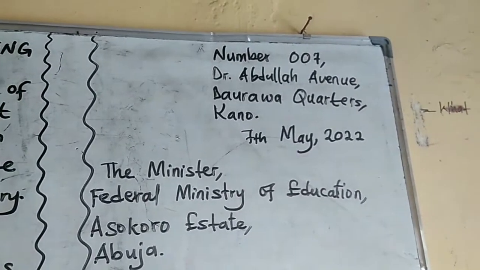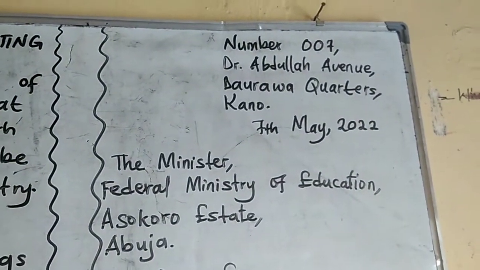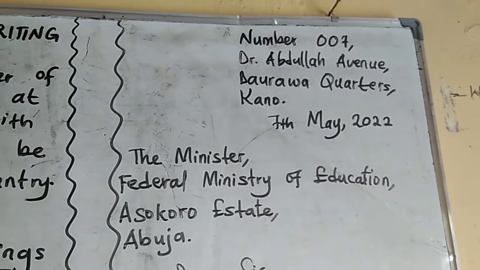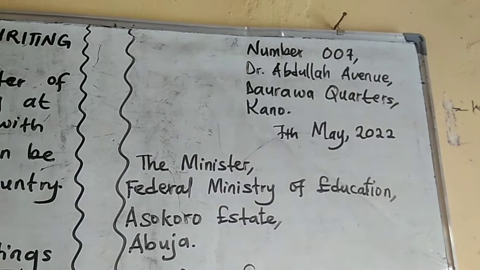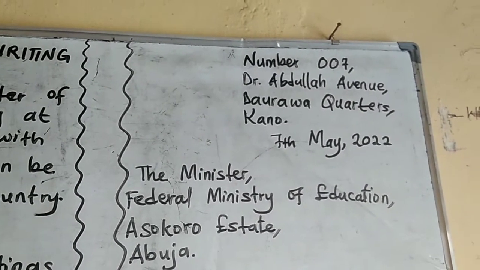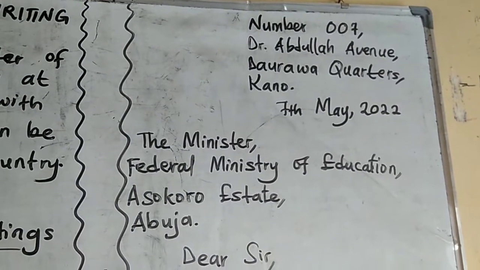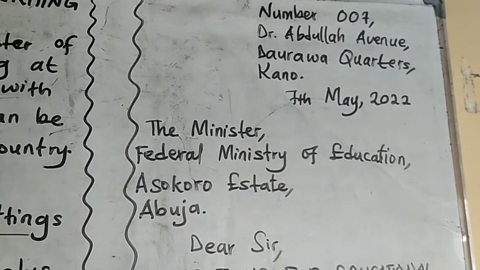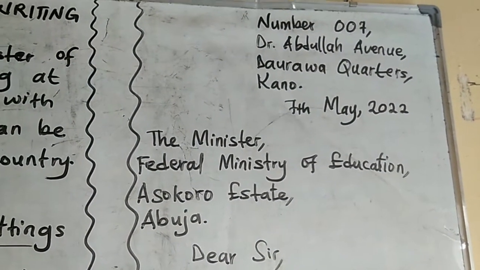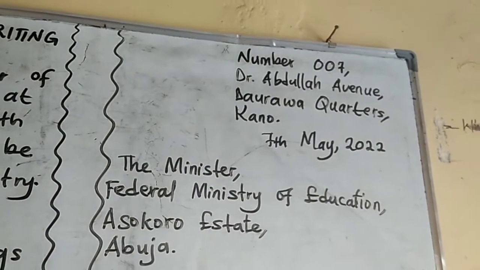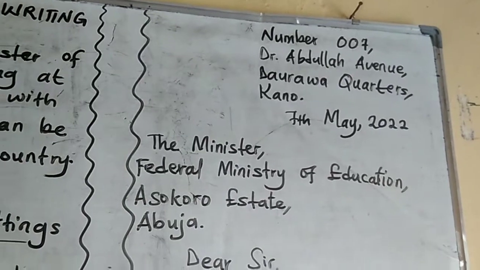As you can see on the board, we have a sample of a writer's address. Number 07, Dr. Abdullah Avenue, Daura Quarters, Kano. At the end of each line, you need to put a comma. And we do not usually write addresses in capital letters. We write in small letters, but we capitalize the first letter of each word. And then we put a comma at the end. And the moment you put the name of the state, just put a full stop.